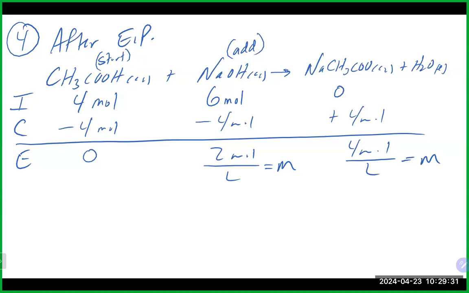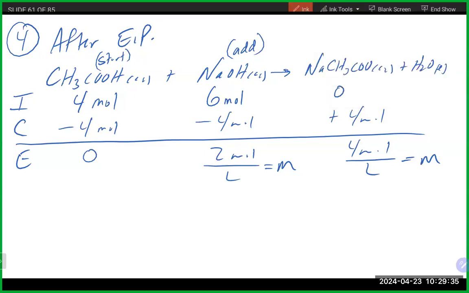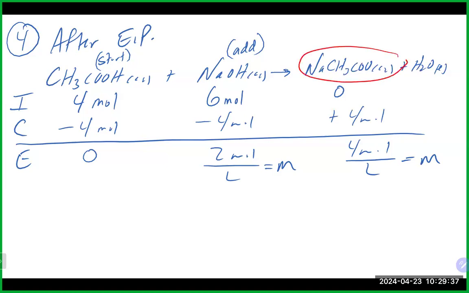Upon looking at our ICE table here, we can see really what is left over. We have a little sodium acetate. We have some sodium hydroxide. Is that a buffer? That is not a buffer. So again, just because you have 2 things, don't throw it into the Henderson-Hasselbalch equation.